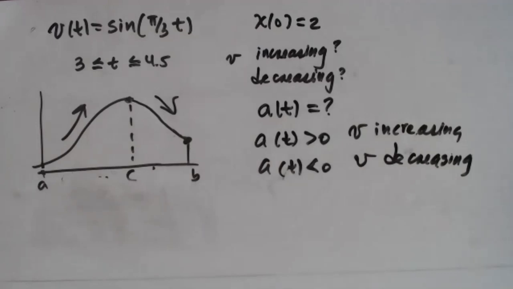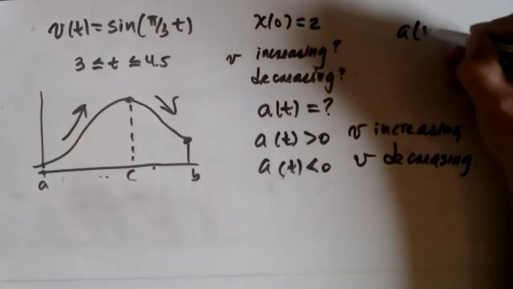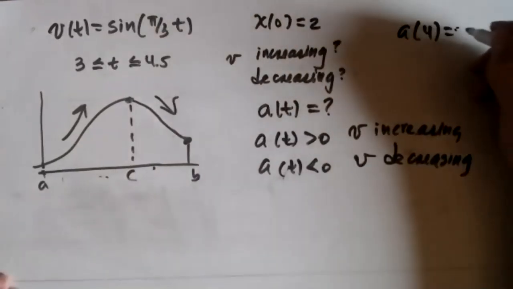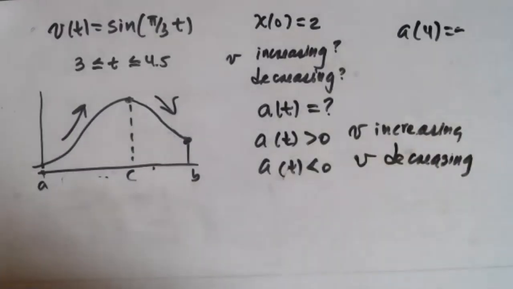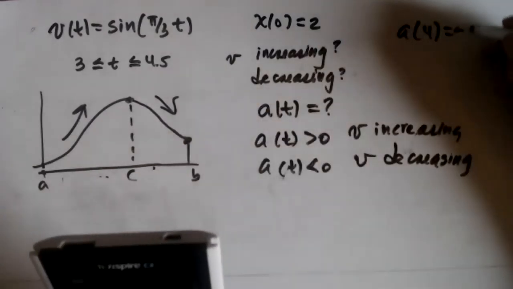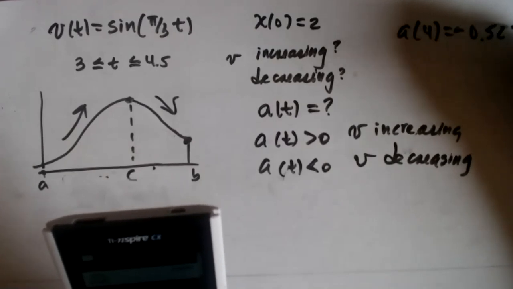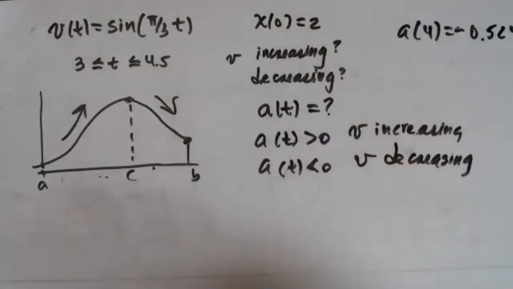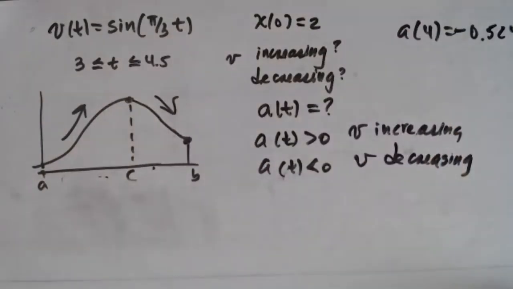Okay, we have that A of 4 is negative 0.523, 524. Okay, I suppose that one, right? So it's negative, but this is just a value in 4, right?